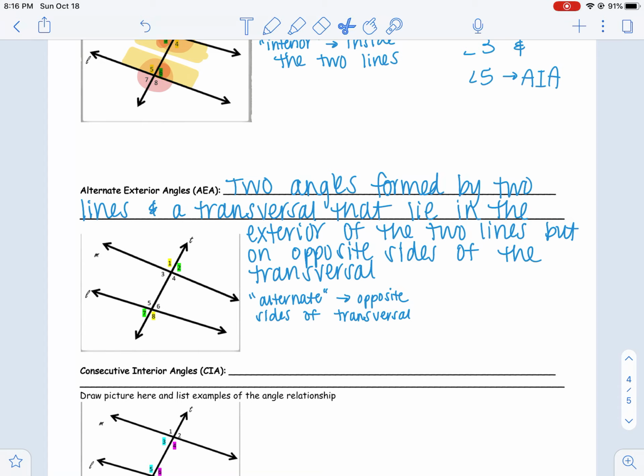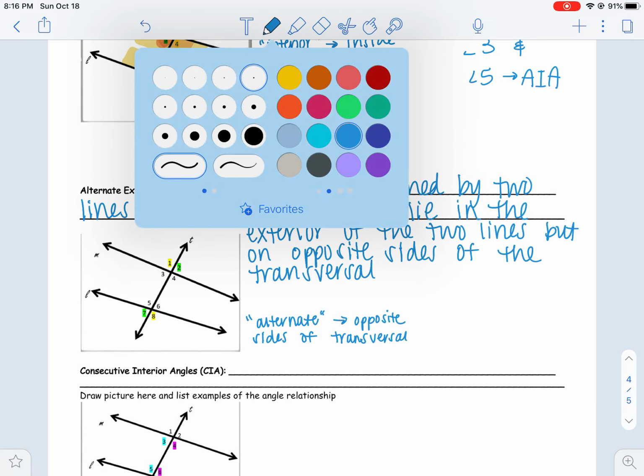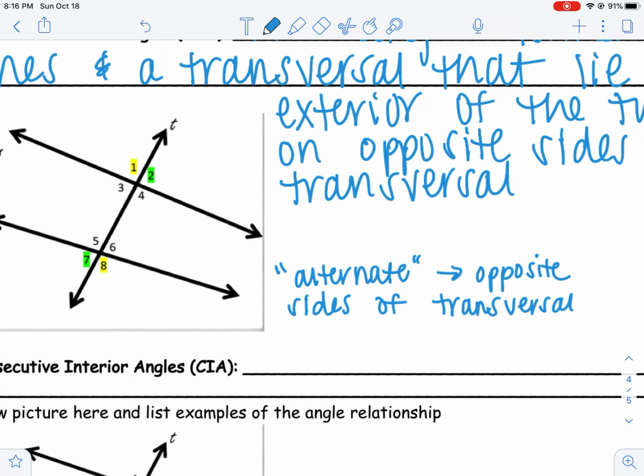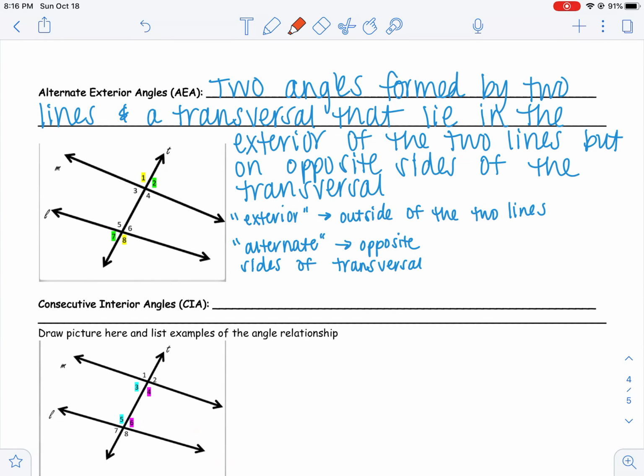Whew. These pesky definitions. Okay, so alternate, we said opposite sides of the transversal. Exterior, we're looking at the outside of the 2 lines. Okay, so we are focusing on outside of the 2 lines instead of inside like the last one. Here we can see that angle 1 and angle 8 are alternate exterior angles.